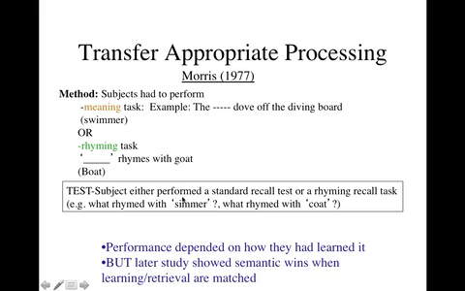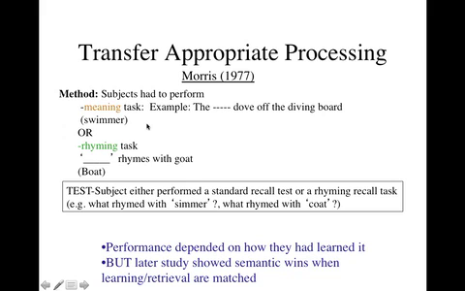However, what Morris did was during the test, he asked people to remember the words in different ways. Subjects had to either perform a standard recall task or a rhyming recall task. What rhymed with simmer? What Morris found was that if the initial word had been encoded in terms of its sound, the rhyming task, then if they had to remember it based on a rhyme, they were better at it than when they had encoded it in terms of the meaning.